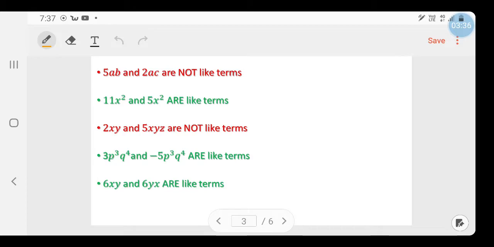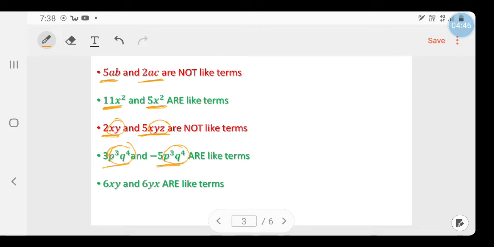All right, so let's identify some like terms and some terms that are not like terms. 5ab and 2ac: the variable part is not the same in both of those, so they are not like terms. 11x squared and 5x squared are like terms. The coefficient is different, that's fine, but the variable part of the term is the same, so they are like terms. 2xy and 5xyz are not like terms because the variable part here is different to the variable part here. Similar, but different. 3p cubed q to the power of 4 and minus 5p cubed q to the power of 4 are like terms, because the part that has the variables in it is the same, even though the numbers are different.